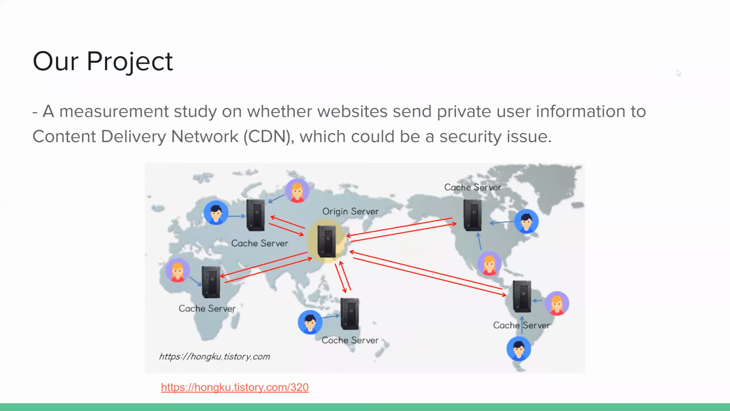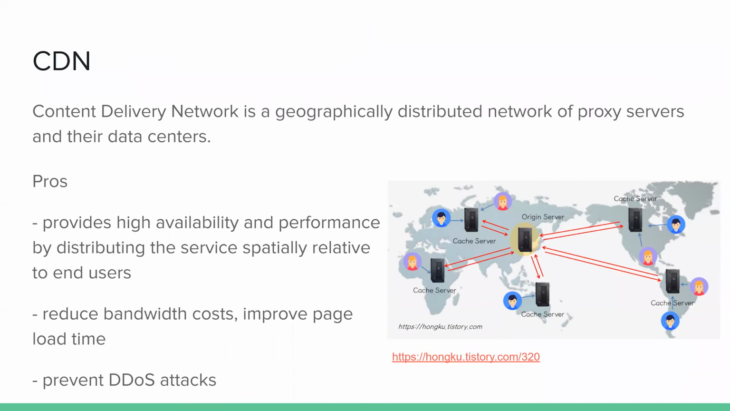So the project we have been working on over the past summer is a measurement study on whether websites send private user information to a content delivery network, which could be a security issue. Before we start, we have to understand what a content delivery network is. In essence, it is a geographically distributed network of proxy servers and their data centers.